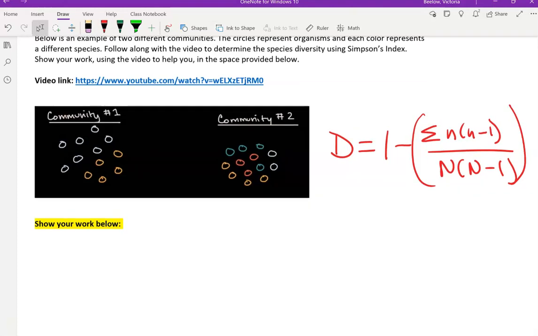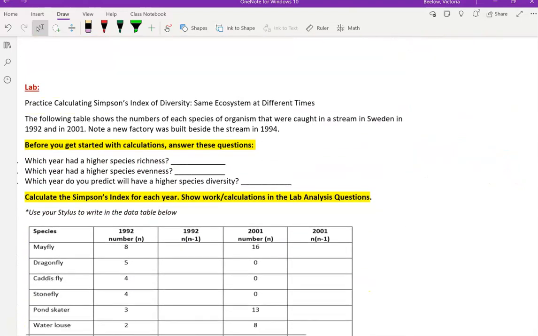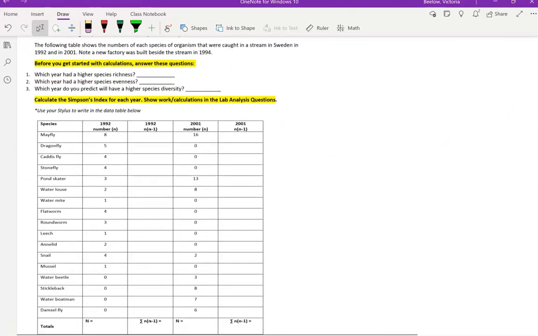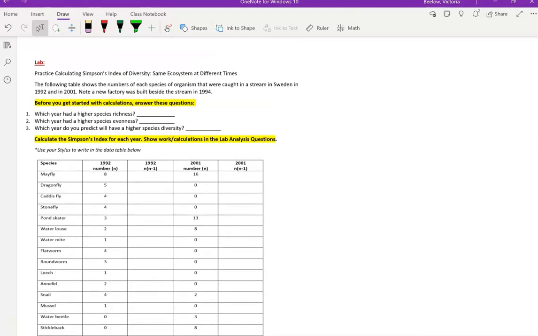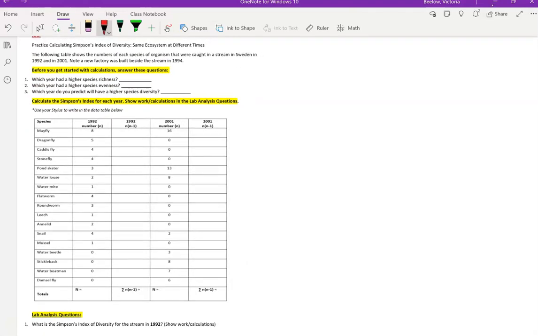So you're going to practice that here, and then you're going to apply that to an actual set of data down here. So before you start doing your calculations, go ahead and answer these 3 questions, excuse me. And note that we're looking at the same ecosystem, the same area, just at 2 different points in time. So you can either compare different areas in terms of biodiversity or the same area to itself at 2 different points in time. So this is the data from 1992, and then this is the data from 2001.